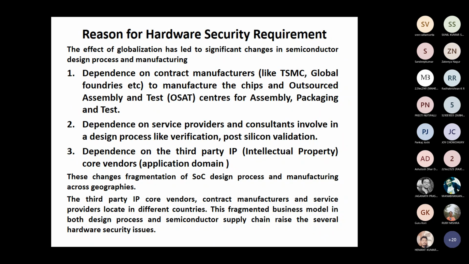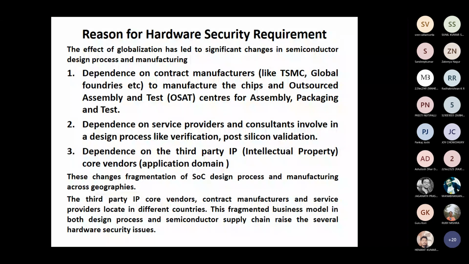So based on the application domain, again, we are dependent on someone else. The moral of this particular slide is that whenever we are saying that we are going to fabricate an IC, we cannot do it independently. We are actually dependent on several parameters for fabrication, for testing, for consultancy, and our dependency on third-party IP vendors.